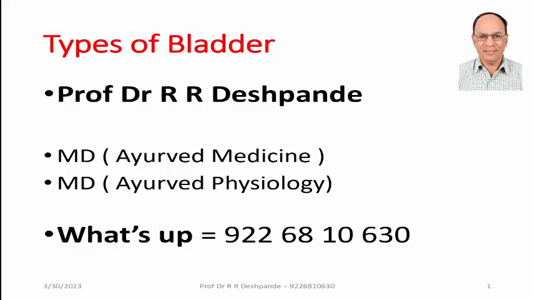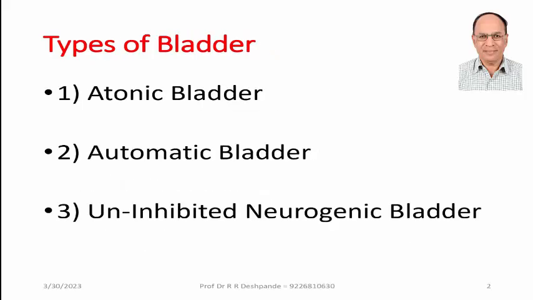Slide number 2, types of the bladder. Atonic bladder, automatic bladder, and uninhibited neurogenic bladder. Again I am telling you, this is also a part and parcel of the syllabus related with the excretory system. And the excretory system is concerned with the kidney, ureter, bladder and urethra.